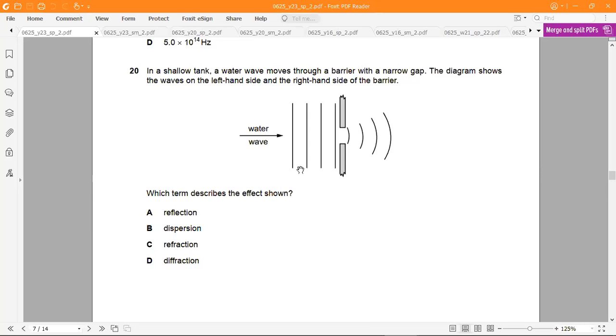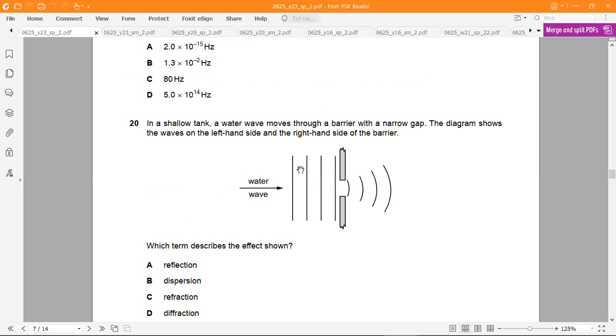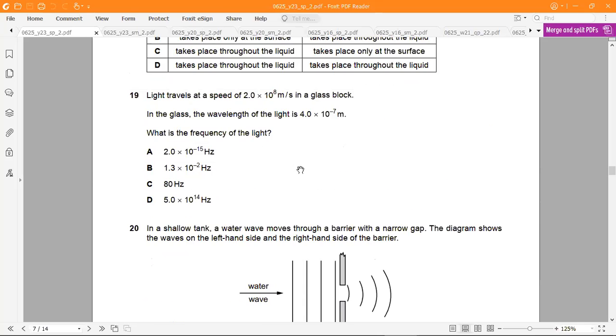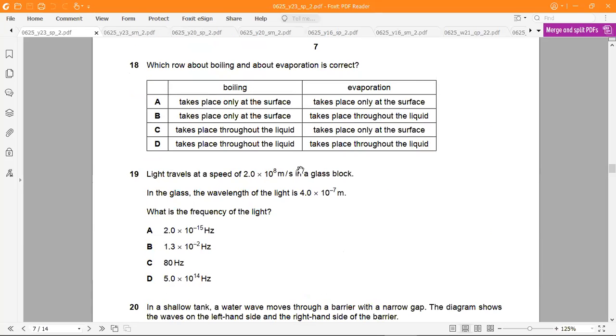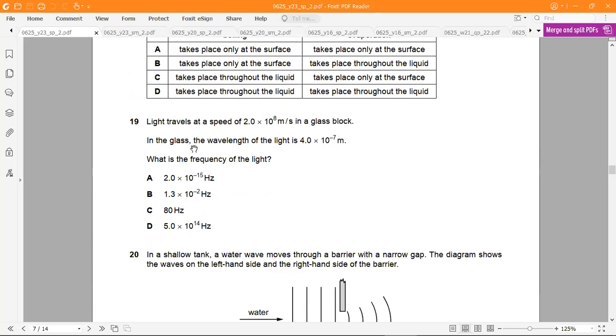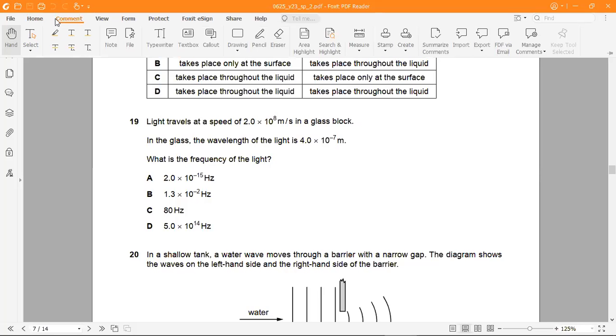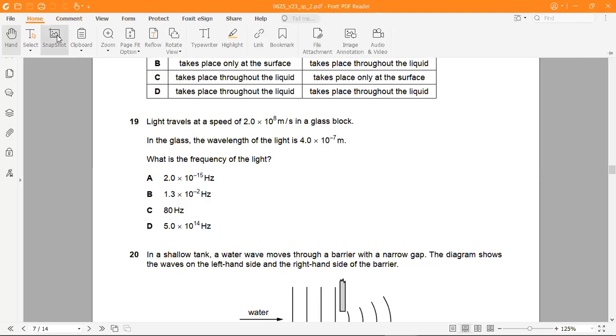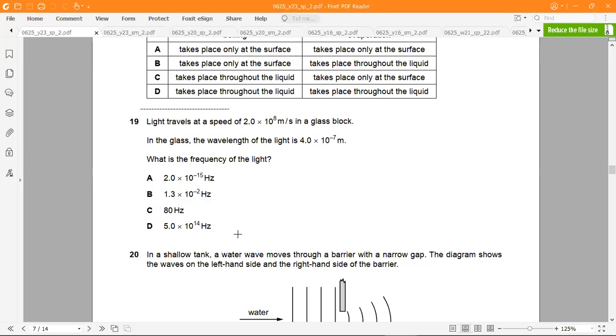So this is question 20 in front of us, which talks about diffraction. I'm not going to talk about diffraction now, because I have a dedicated time for it. Light travels at a speed of 2 times 10 to the power of 8 meters per second in a glass block. In the glass, the wavelength of the light is 4 times 10 to the power of -7 meters. What is the frequency of the light? We talked about this formula last period.